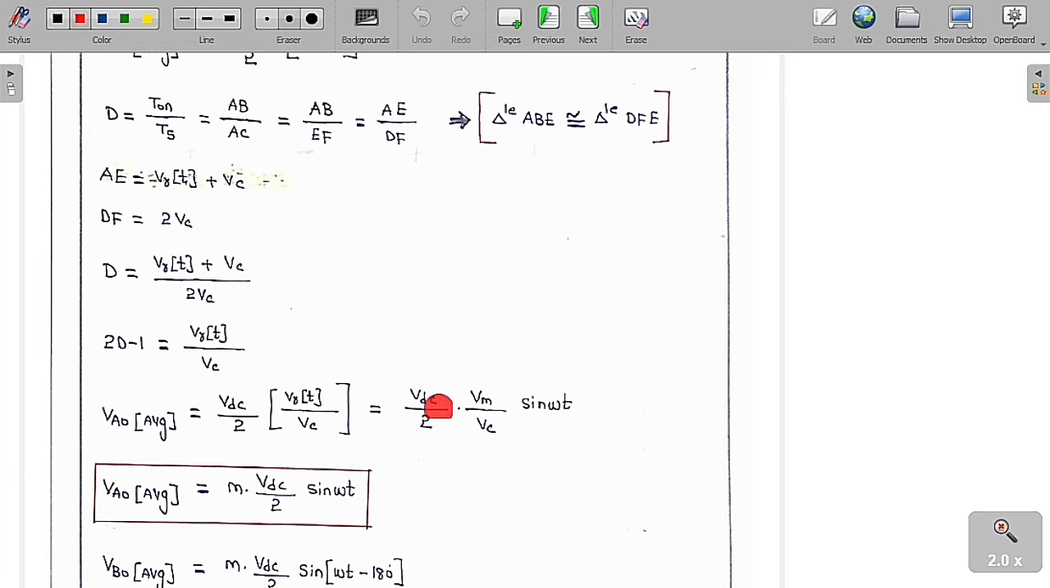So I am going to get VDC by 2 into VR of T by VC, whereas VR of T is equal to Vm sin omega T. Therefore VA naught average is equal to M into, where Vm by VC is the ratio of the peak value of the reference signal to the peak value of the carrier signal, called the modulation index. So M into VDC by 2 into sin omega T is the average value of VA naught.